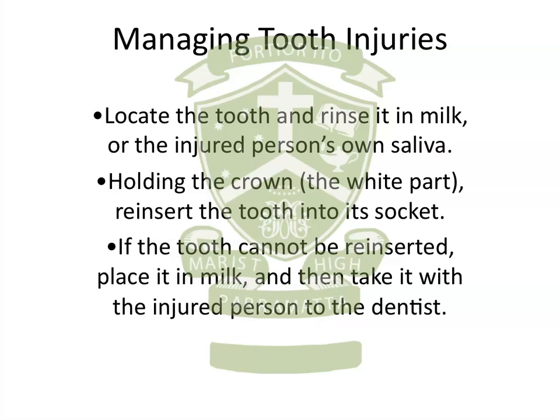Holding the crown, which is the white part, so the end of the tooth that doesn't go into the gum, just reinsert the tooth as best you can into its socket, and the person can keep it in place there till they get to a dentist, which is the best way to keep that tooth. If you can't reinsert the tooth into its socket because there's too much other damage going on, place it in milk, take it with the injured person to the dentist. But again, most importantly, seek medical assistance as soon as you can. So that's STEM 2, hard tissue injuries.